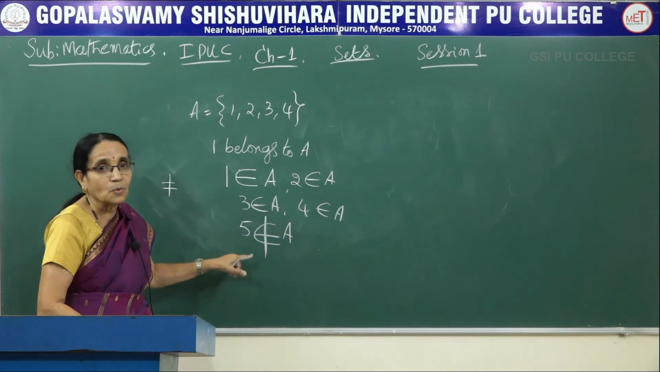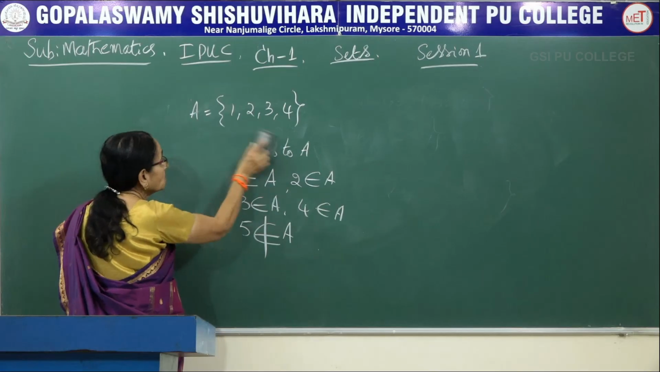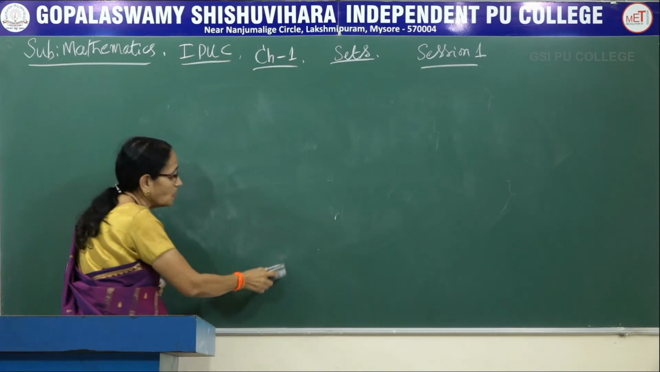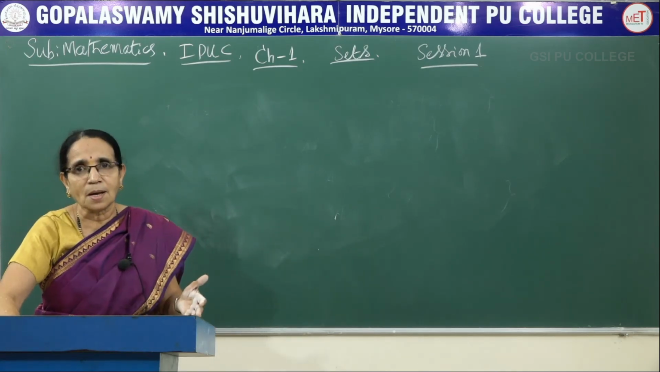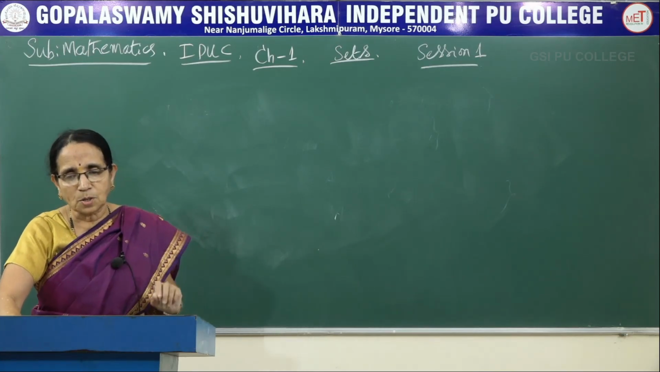And how do you read that one? 5 does not belong to A. Now, this is one you have to remember. That notation, you have to remember. We don't say it is in the set A or it is not in the set A like that. "Belongs to" is the technical, mathematical word we use for this one.